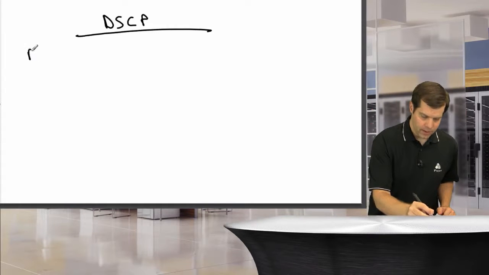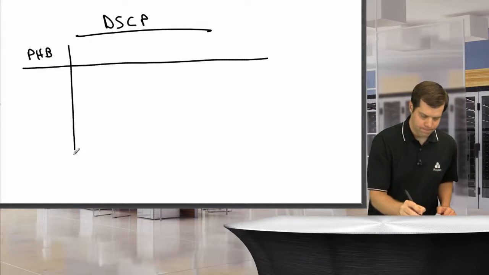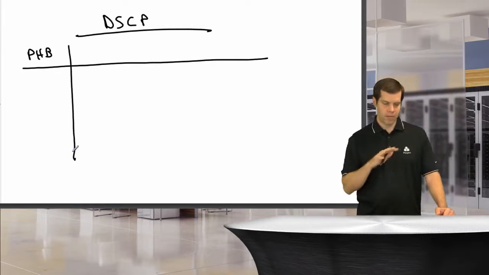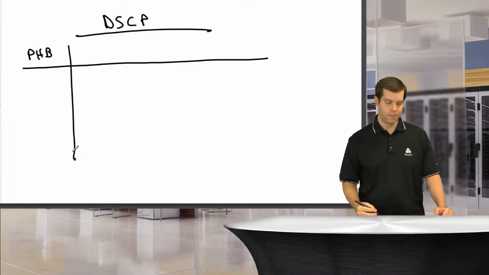So if we look at the per hop behavior, there are really 4 types of per hop behavior notations to know.